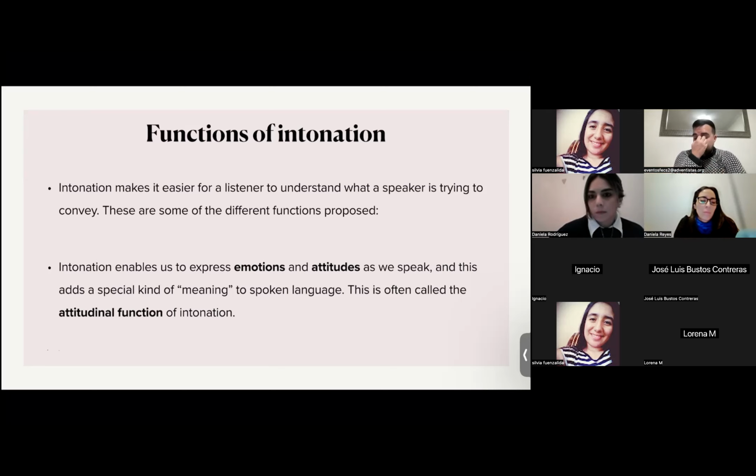The first one is that intonation enables people to express, first of all, emotions. If you are surprised, if you are worried, or if you have questions or doubts about something, and also attitudes as you speak. So when you speak, it adds kind of meaning.